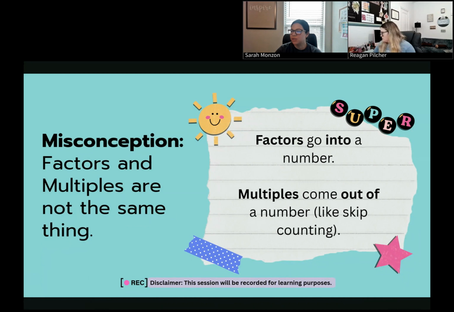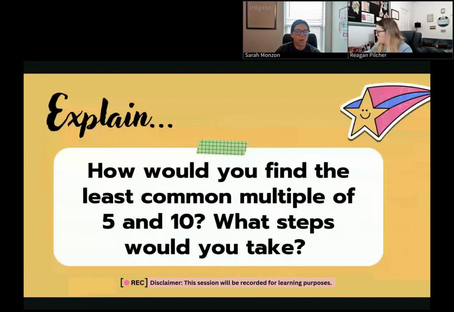Your Nearpod should be switching with me. All right, so here we have an explain. How would you find the least common multiple of 5 and 10? What steps would you take? So I'm going to move us to the next slide. Again, you should be working in the Nearpod.